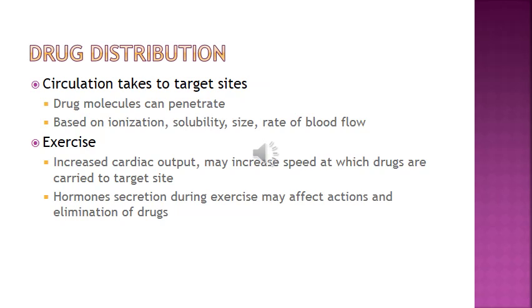Obviously, another important factor, when you look at our typical patient population that athletic trainers deal with, is the effect of exercise. So obviously with exercise, the cardiac output is going to increase. That may possibly increase the speed at which the drugs are carried to the target site. Now, don't confuse that with absorption. Absorption has a little different thing going on as far as how exercise affects it. Once the drug is absorbed, exercise will potentially affect that differently because the actual circulation is then increased. Another thing that could affect the distribution of the drugs with exercise is that during exercise, hormones get secreted, and that may affect either the actions of the drugs or how individual drugs get eliminated.